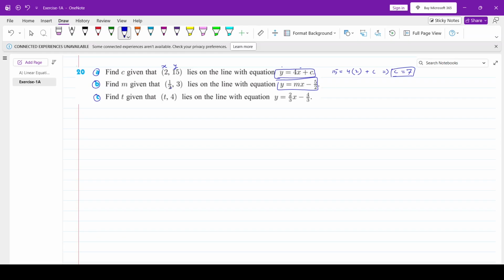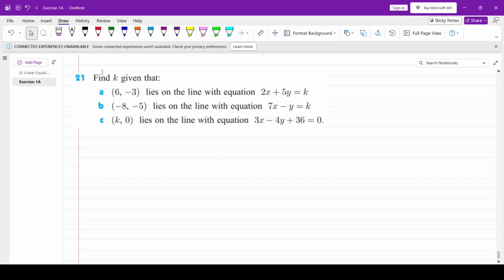Similarly, if we substitute the value of x and y in this equation, we can find the value of m. And similarly, in this equation, y is 4, 2 by 3 x, instead of x we need to put t, minus 4 by 3. So we can find the value of t here. Same way we have found the value of c. So do it yourself, it is very easy. I'll move on to the next question.